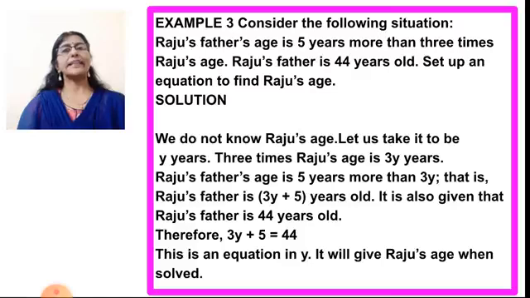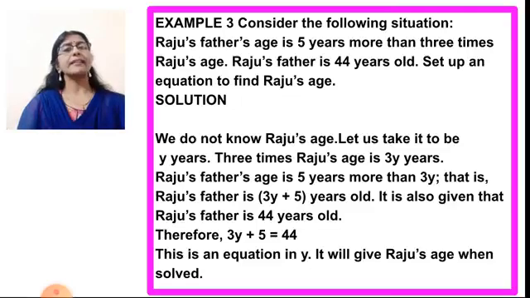Now let us go to example number 3. Consider the following situation. Raju's father's age is 5 years more than 3 times Raju's age. Raju's father is 44 years old. Set up an equation to find Raju's age. Now here we don't know Raju's age. So we'll write we do not know Raju's age. If you don't write also it's fine. So we'll start from here.